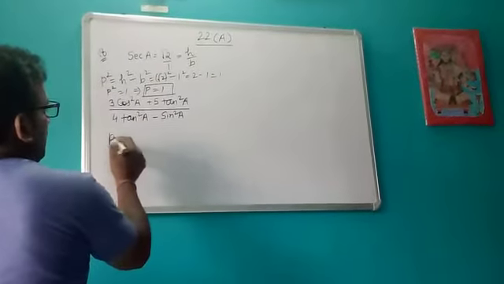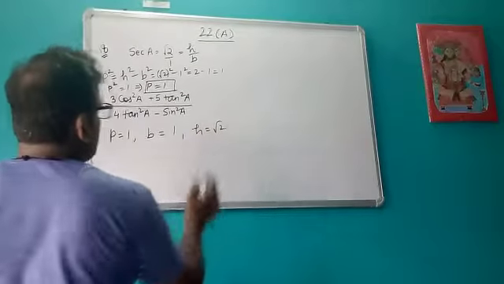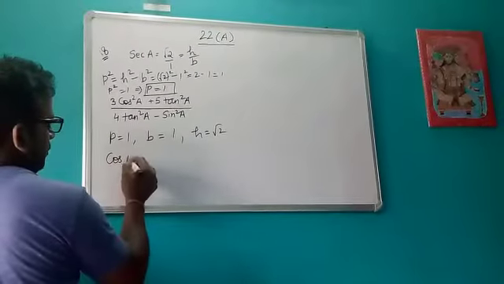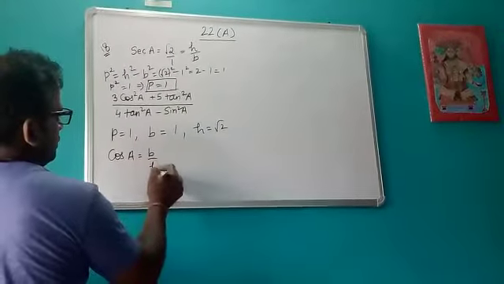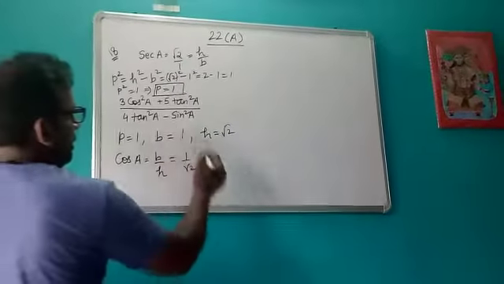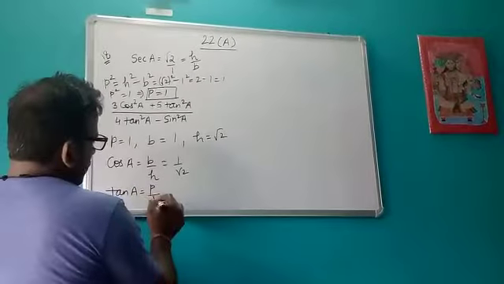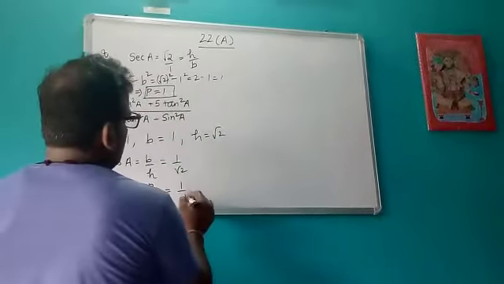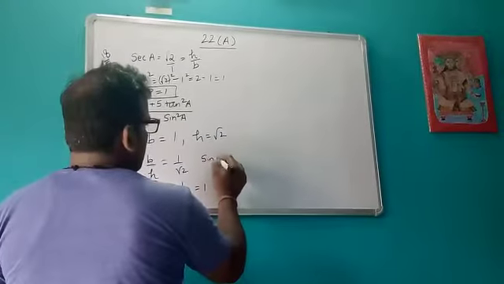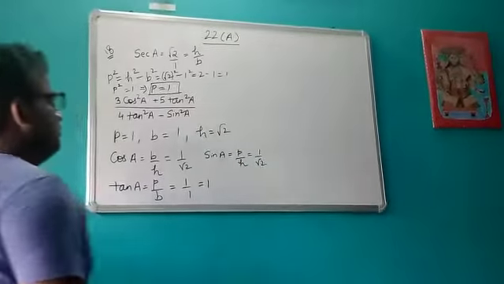So what is our P? P is 1, B is 1, and H is equals to root 2. So these values we will use. Now what we need? Cos of A. So first we will calculate cos of A, that is B upon H. So it is equals to 1 upon root 2. Then what we need? Tan of A. So we will calculate tan of A, that is P upon B, and that is equals to 1 upon 1, that is 1. And what else we need? Sin A. So we will calculate sin A, P upon H, 1 upon root 2.